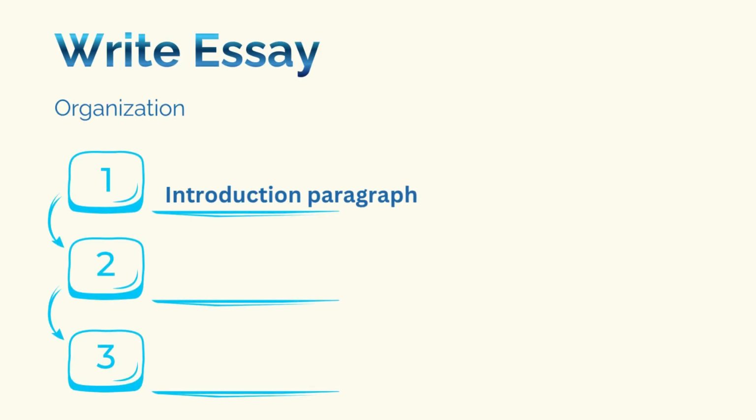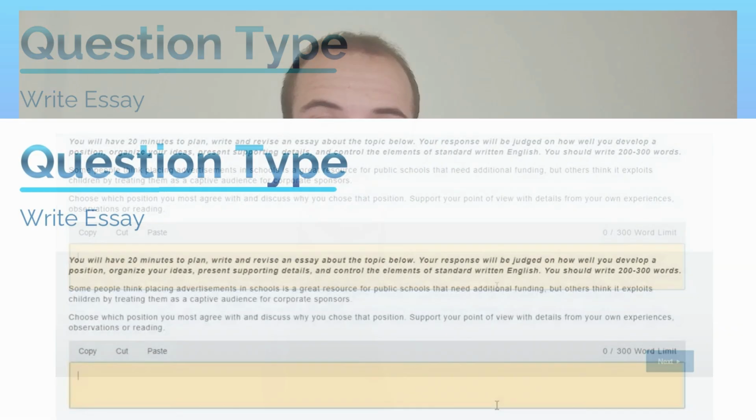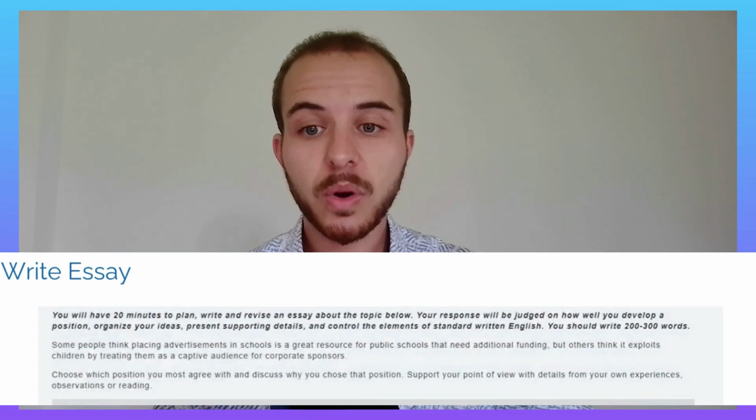It is imperative that you have multiple paragraphs. Introduction, 1 to 2 body paragraphs, conclusion, and we'll follow a structure within that. I'll give you that towards the end. Let's look at an example like this one. All essay questions will look something like this. At the very beginning, they're going to give you a background about the story.